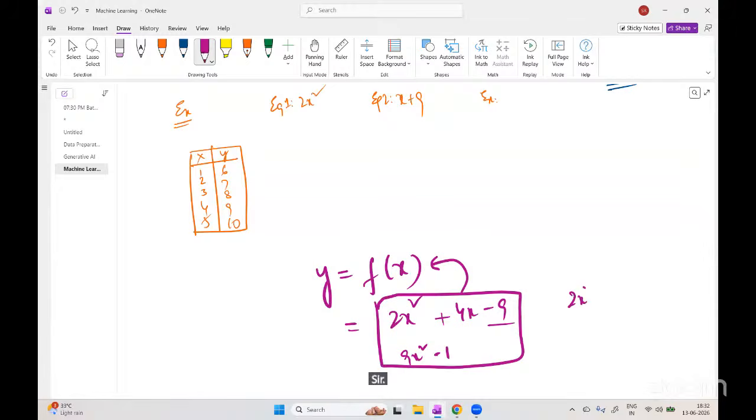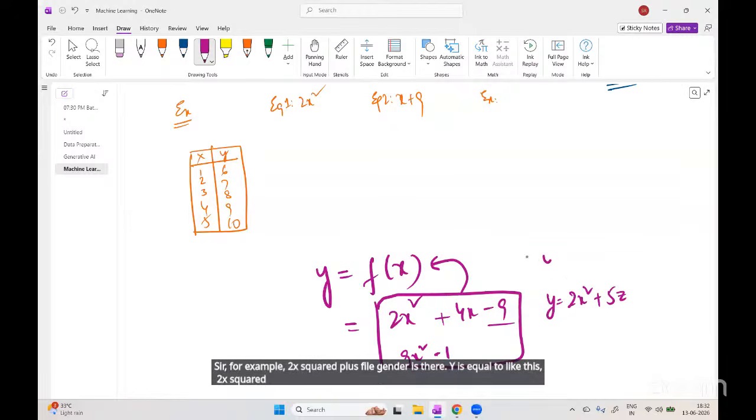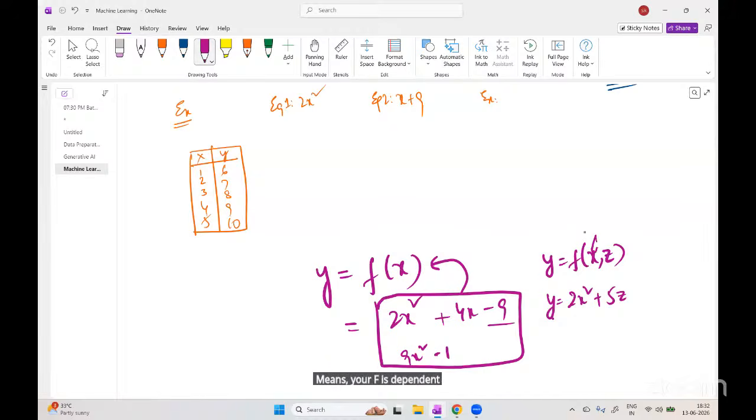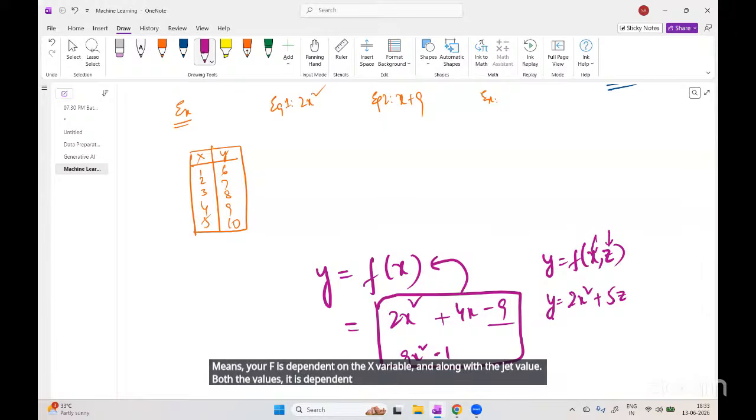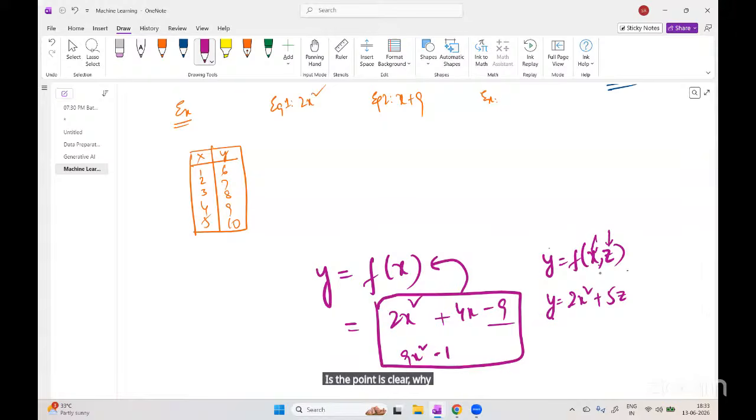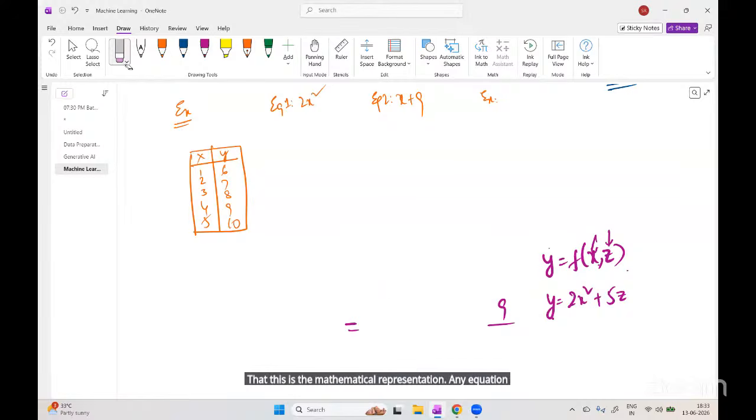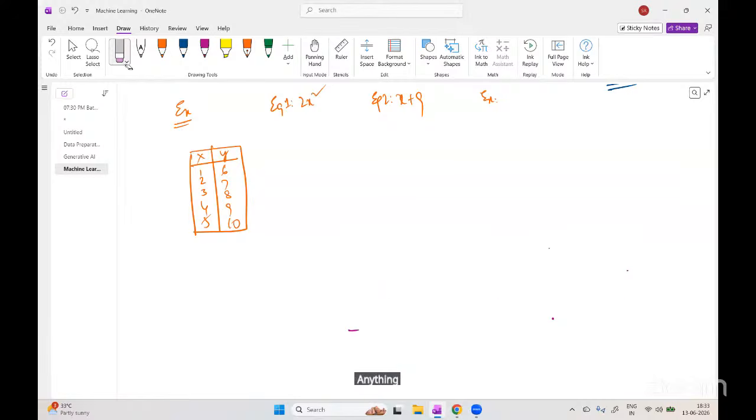So, for example, if y is equal to 2x squared plus 5z, then this equation is represented by f of x comma z. Means your f is dependent on the x variable along with the z value. Both values it is dependent on. Is the point clear? Y is dependent on x and z, whereas y is dependent only on x. This is the mathematical representation. Guys, understood the logic of mathematical representation?